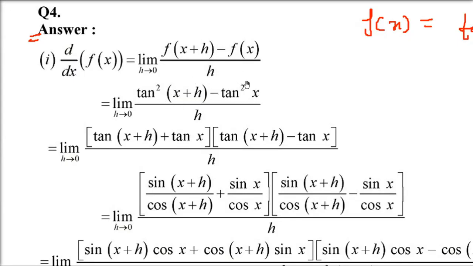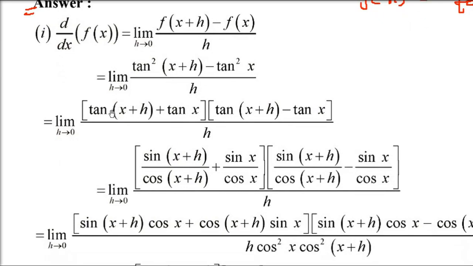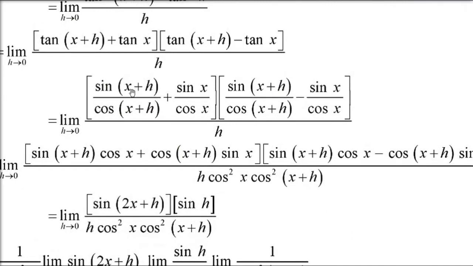Now this is a² − b², so (a−b)(a+b). A is tan(x+h), b is tan x. Okay. Now let us change it to sine and cos. So tan(x+h) is sin(x+h)/cos(x+h), and tan x is sin x/cos x.